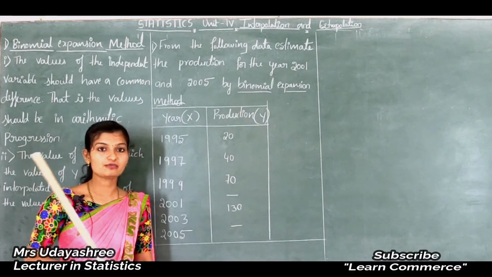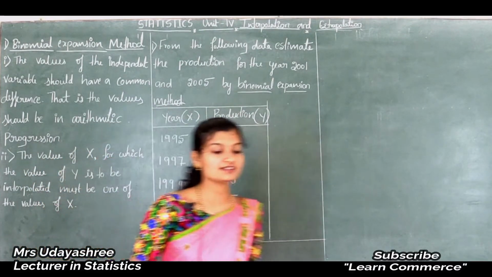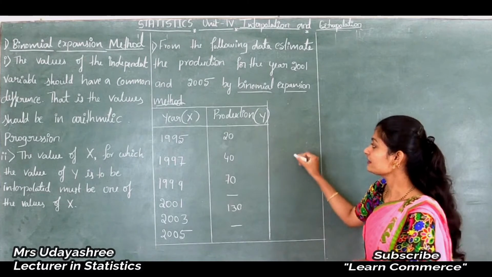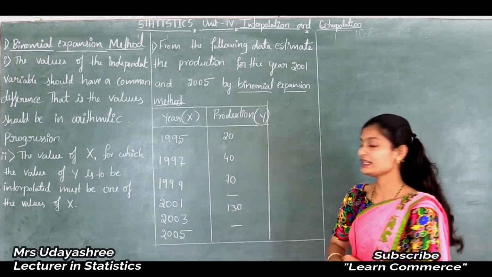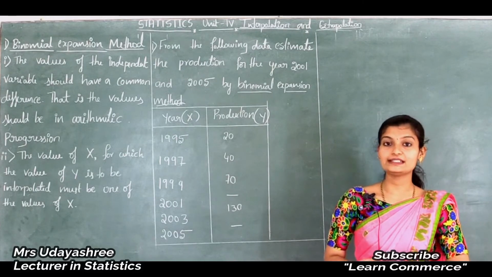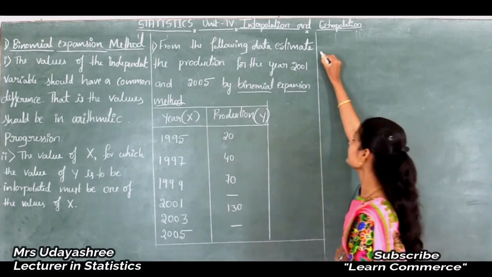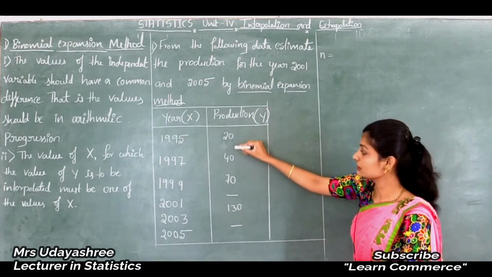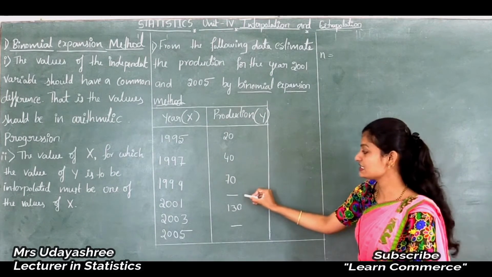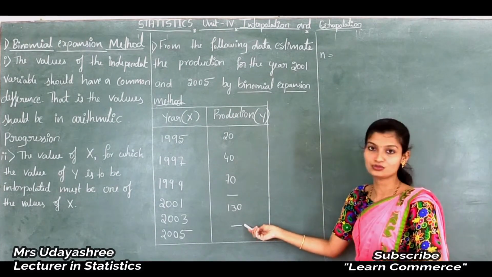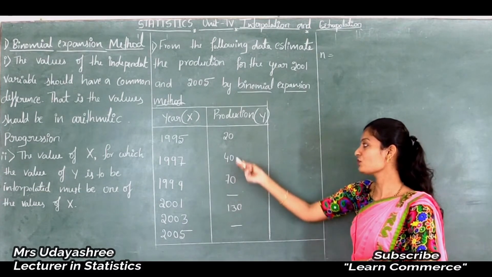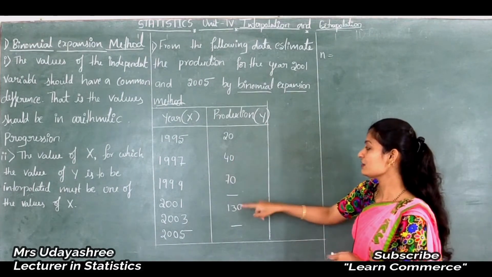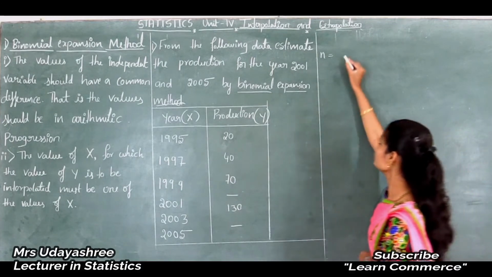To apply the binomial expansion method there are some procedures. First, we need to write the number of known values of the dependent variable, denoted by small letter n. Here this value is known, this value is known, this value is known, and this is unknown, this value is known, and this is unknown. So these two are unknown values and these four are known values. So the number of known values of the dependent variable is 1, 2, 3, 4, so we can write n is equal to 4.